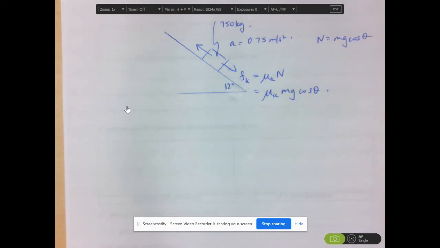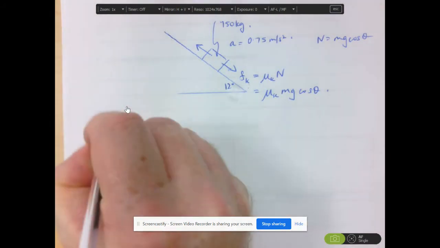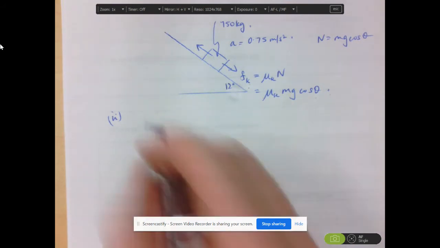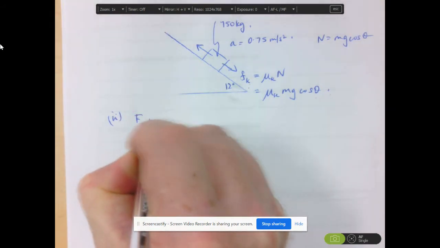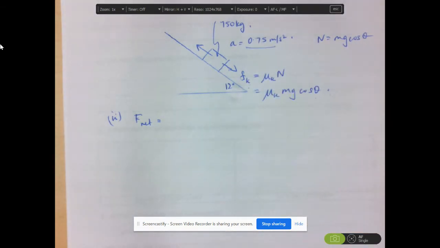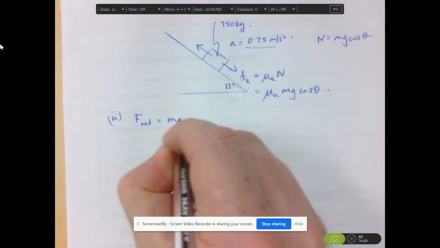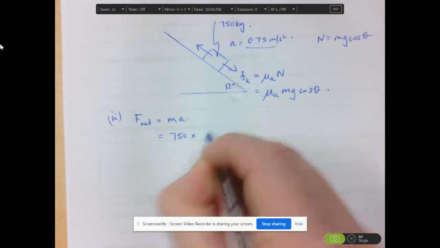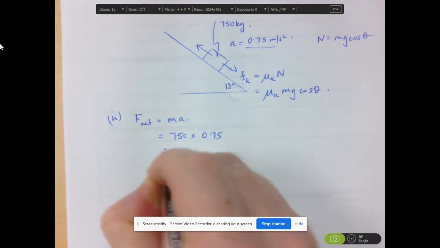Okay, so we're going to calculate the driving force. This is number 2. Calculate the driving force that is actually on this car. Well, the overall net force must be able to create an acceleration of 0.75. So that's going to be ma, and this is 750 times 0.75.